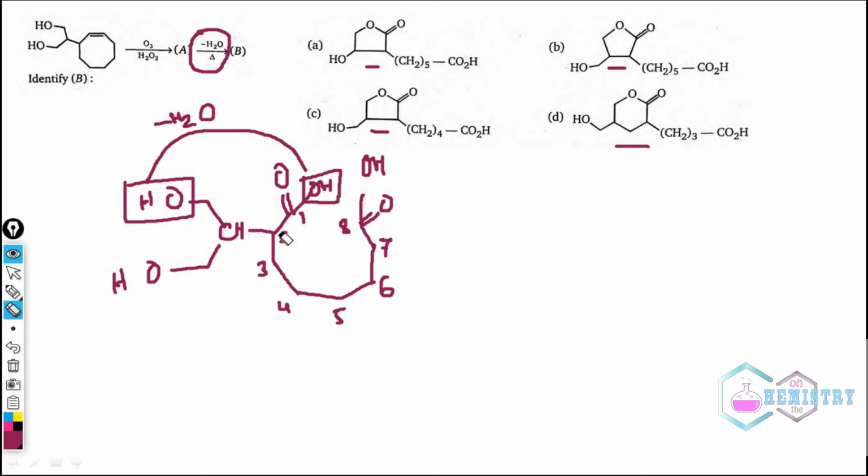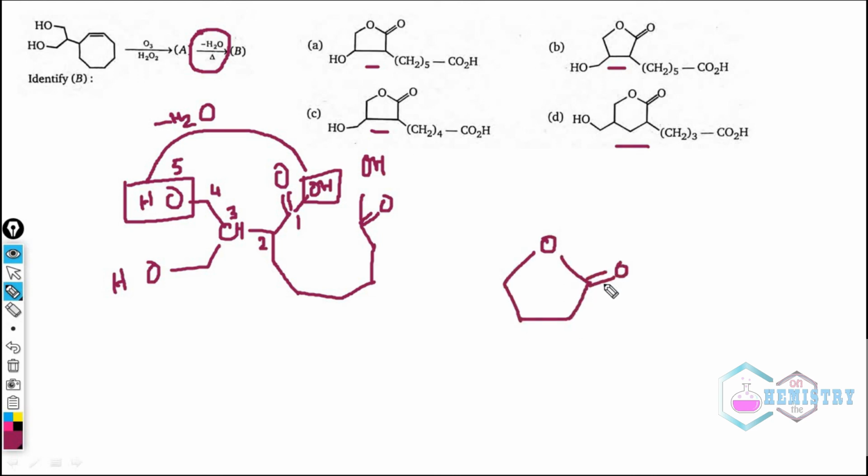So how will it look like? Let's erase these numbers for our ease. Now this is the bond. So this is 1, this is 2, this is 3, this is 4, and one of the O atom will be present here. So this will be 5, a 5 member ring, and obviously it will be a lactam type of compound. So it will be kind of like that. So this is 1, 2, 3, 4, 5.